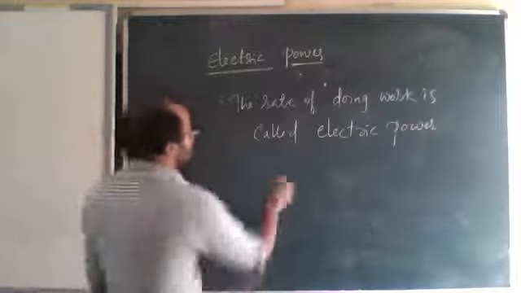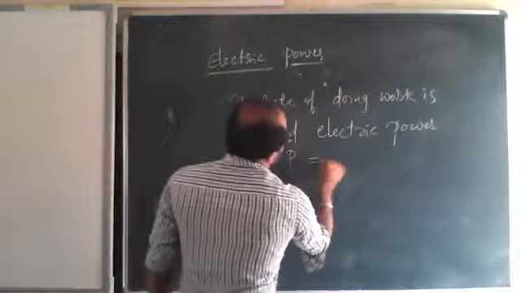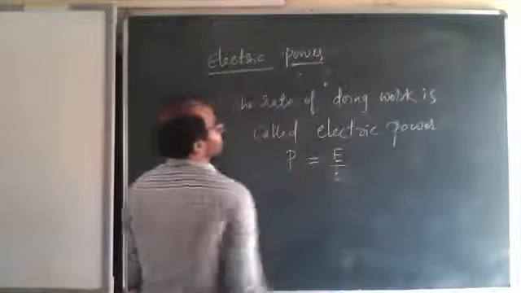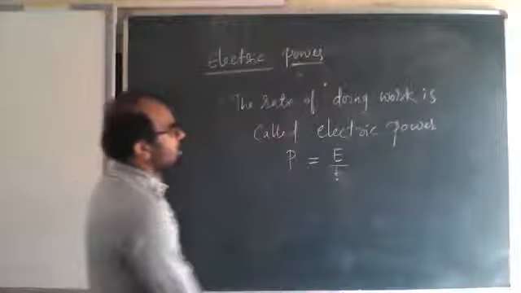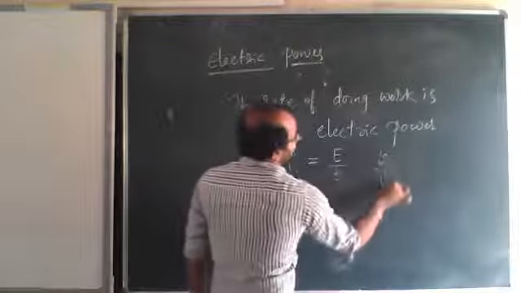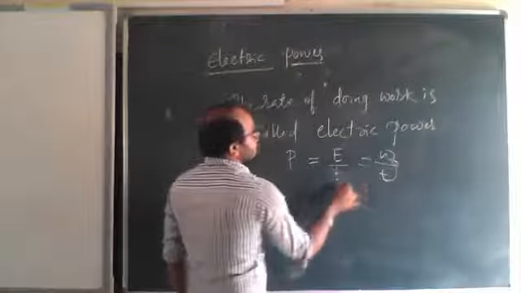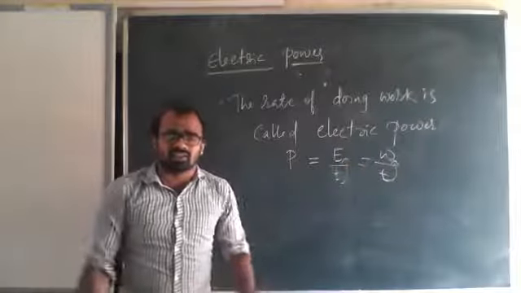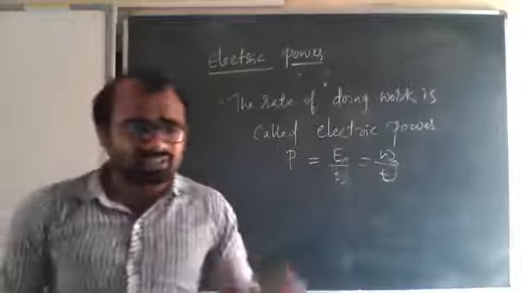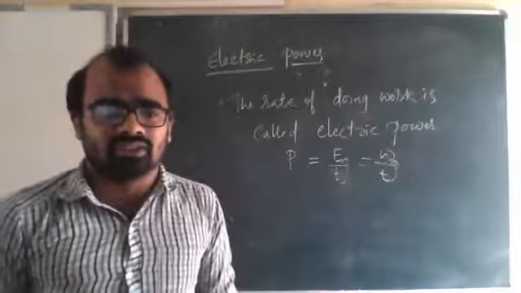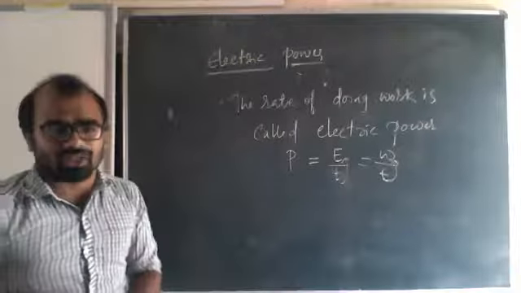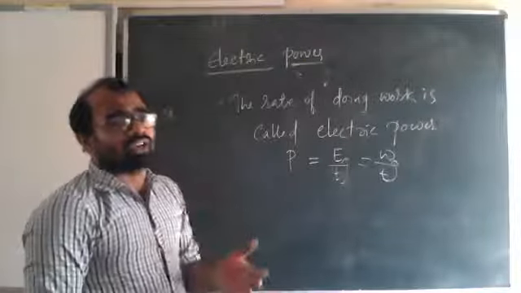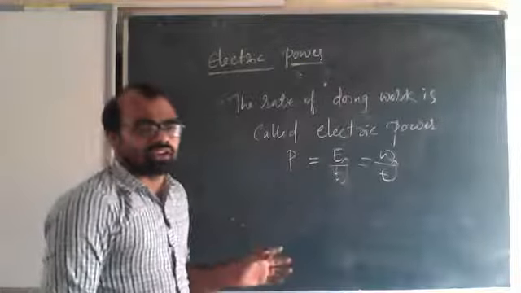So P is equal to E by T. E is what? Electrical energy. So the rate of doing work, or you can say W by T. This is rate of doing work. Work here is electrical energy. Whatever work they are doing, that itself is electrical energy in this case. In the total electricity chapter, work and electrical energy both are the same here.